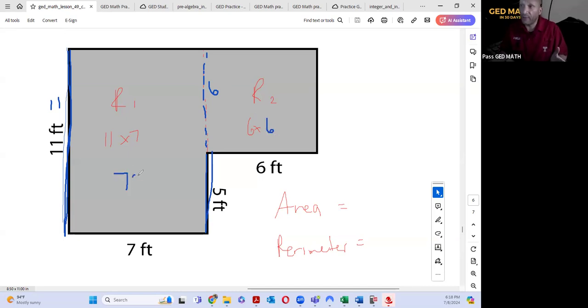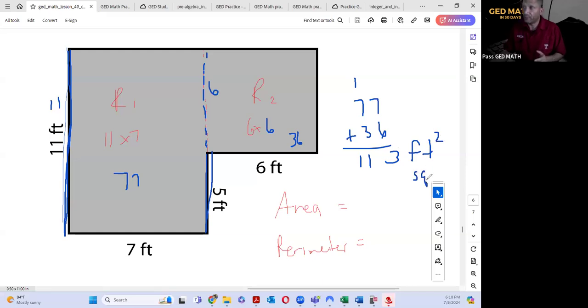So the area of this first shape is 77. The area of this shape is 36. We're going to add them together. And the area is 113 feet squared or square feet, either one. That would be the area. Okay, that's how we would solve the area.